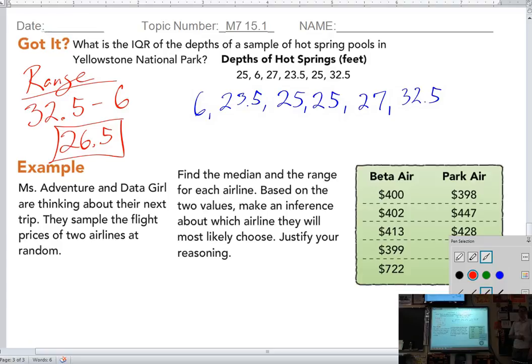I'm going to keep it. Katie? Okay, so you said 27 minus 23.5. Now, how do you know that those are your quartile 3 and quartile 1? How do we determine what our quartiles are before we start?